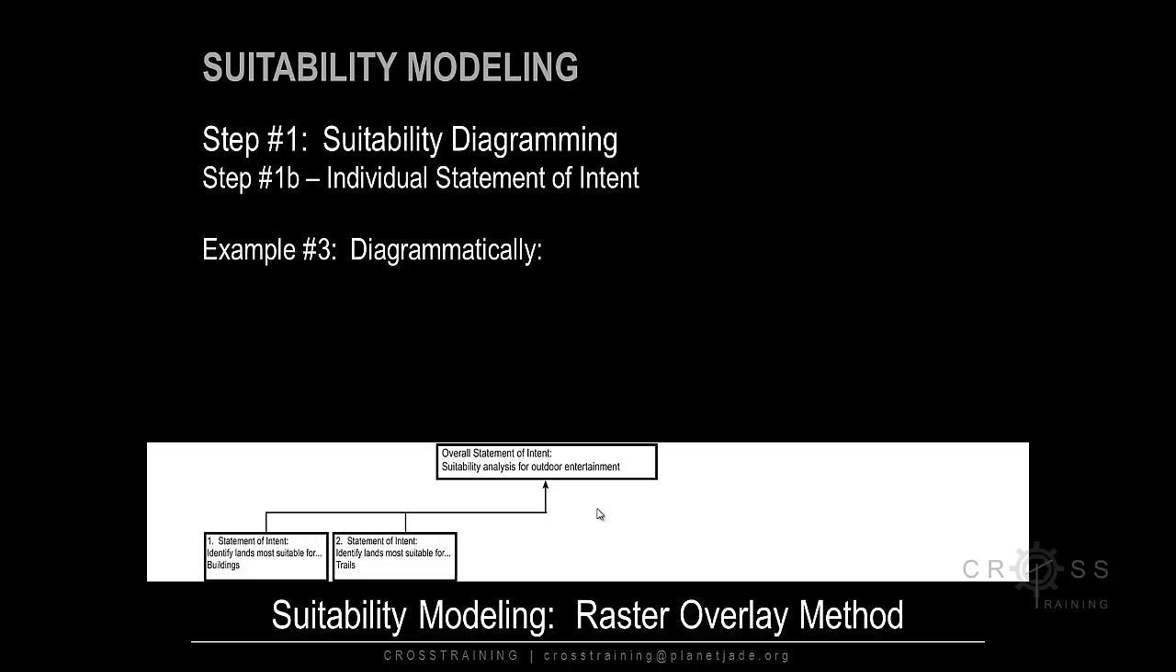And our diagram might look like this. We have our overall statement of intent towards the top, and then we have our 2 individual statement of intents underneath. Also notice that the arrows point up here as well. We started at the top and we're working our way towards the bottom, and as we move towards ArcGIS, we'll start at the bottom and work our way towards the top.